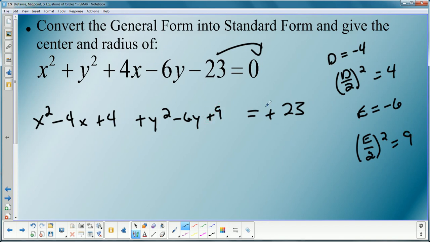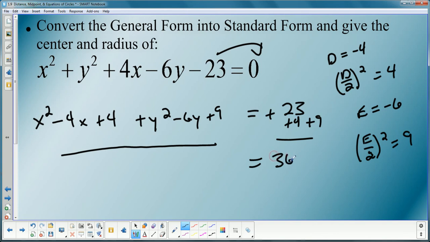So I'm also going to add 9 to both sides. Now you see I've only done it once here. I need to make sure I say plus 4 plus 9. Okay, it's got to be done to both sides. So when I do that, on this side I'm going to get 36. That's good.